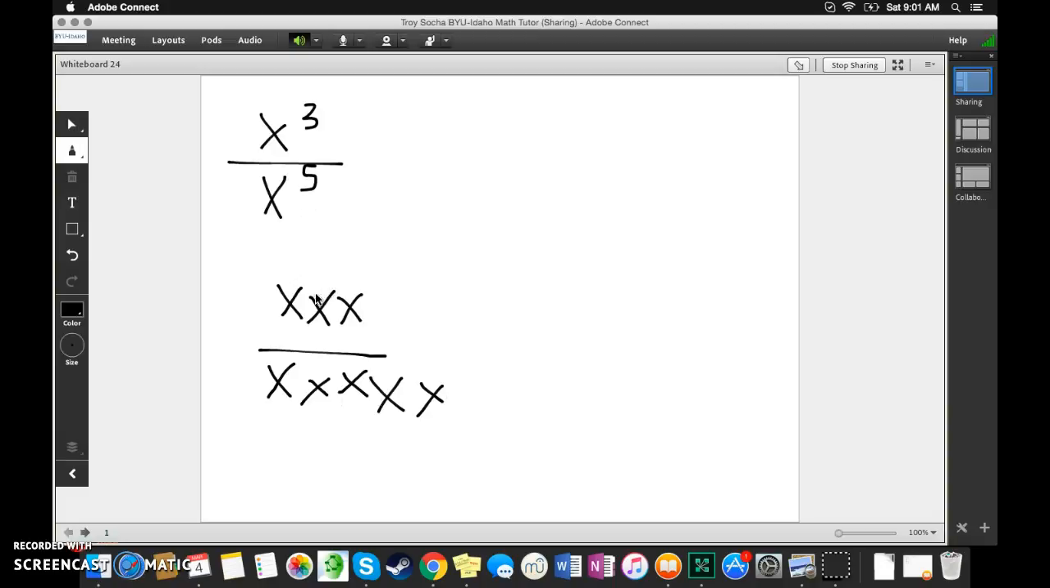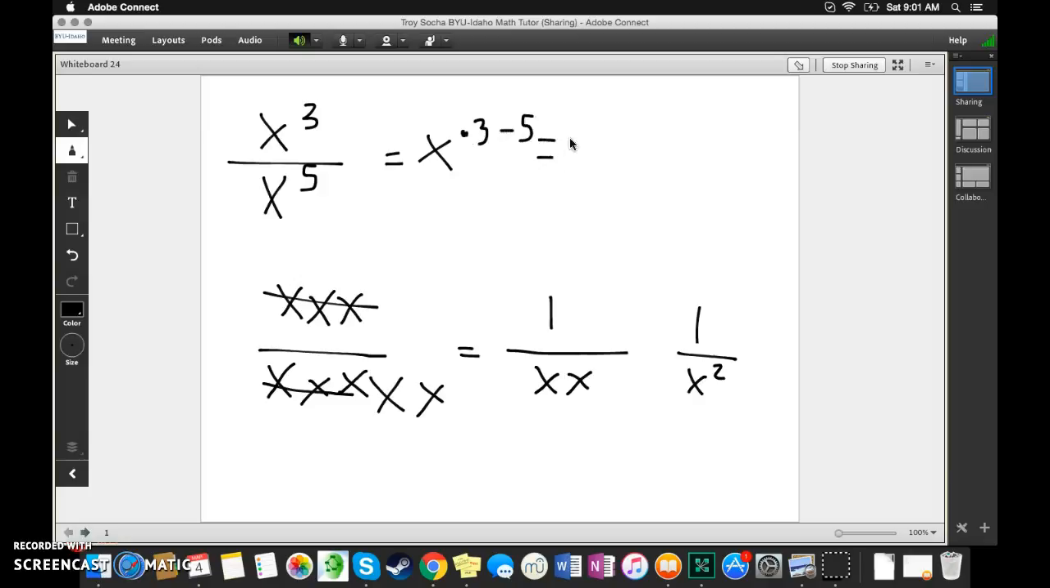Now, we know that the way we did it before is we crossed out 3 x's on top and 3 x's on bottom, but we're left with no x's on top, so that equals 1 on top, and with 2 x's on bottom. That's kind of weird. That's what we're left with. We're left with 1 over x squared, right? It's weird. But there's another way to write this. Say we take x to the third minus 5. That gives us x to the negative 2.